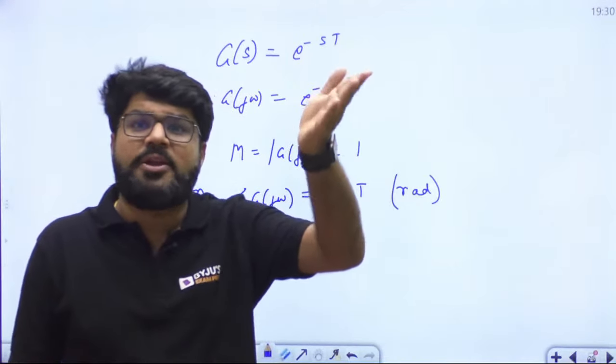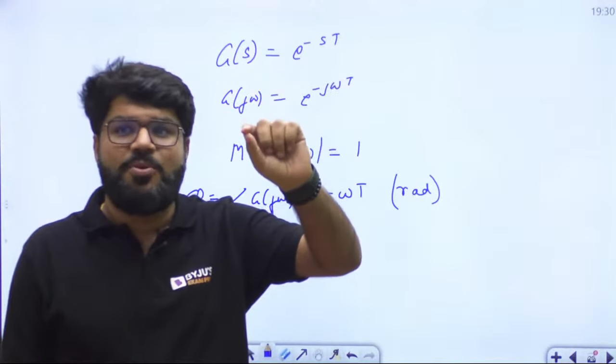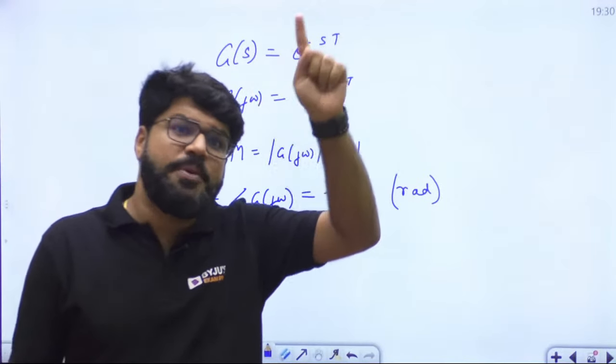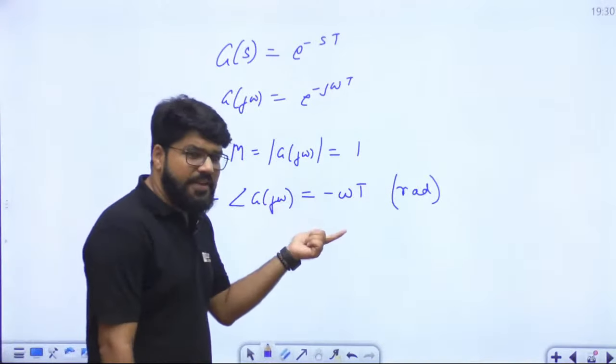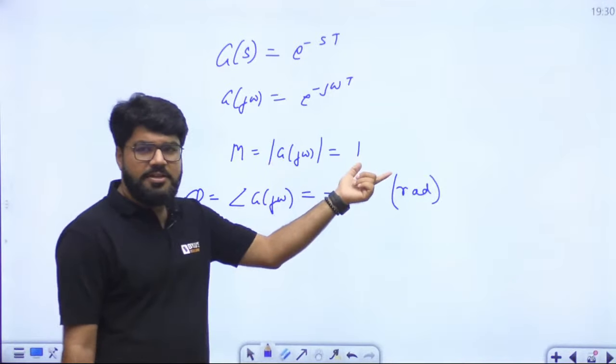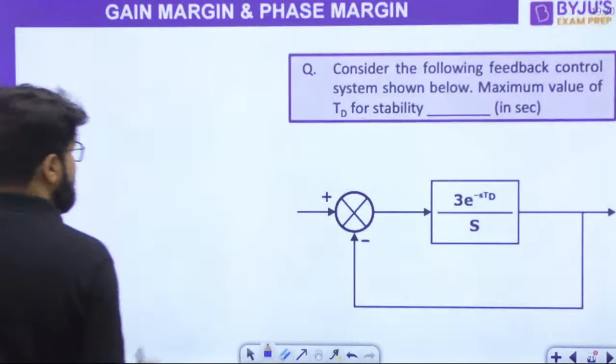So there comes an upper limit on T, where the phase margin becomes 0, marginally stable. If you increase T beyond it, system is unstable. That will decide the maximum value. So why phase margin? Because gain is constant. So it will affect the phase margin part actually. So we will try to solve the problem by phase margin.